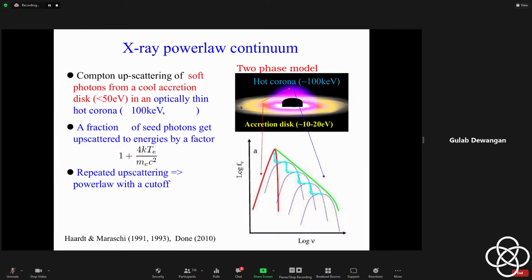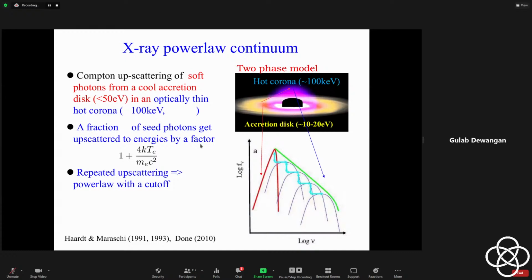So if such a hot corona exists, then what will happen? First of all, this accretion disk is emitting optical UV photons, and these optical UV photons are going in all directions, and some of these photons are intercepted by this hot corona. What is the hot corona? The hot corona essentially has hot electrons. So now there is an interaction between the low energy optical UV photons and hot or energetic electrons. So obviously, there is going to be inverse Compton scattering, and once these photons interact with one electron, depending on where they go after the scattering, there will be multiple Compton scatterings, and such multiple Compton scattering is supposed to give rise to the X-ray power law continuum emission.